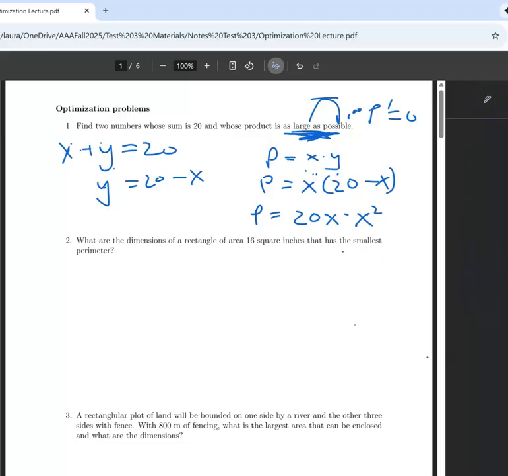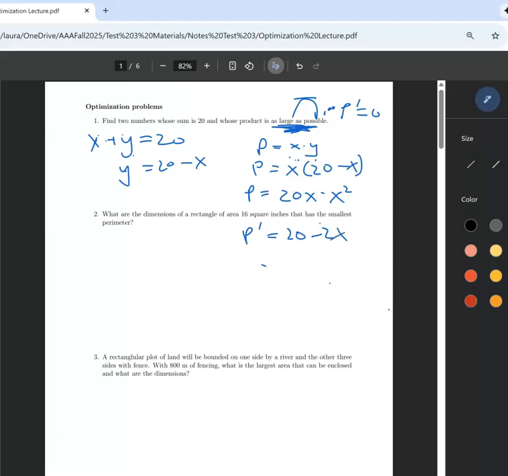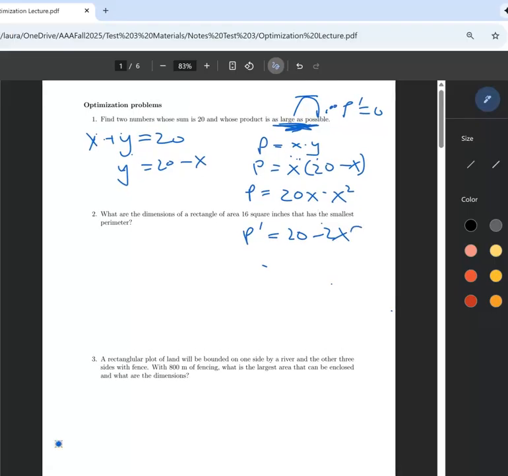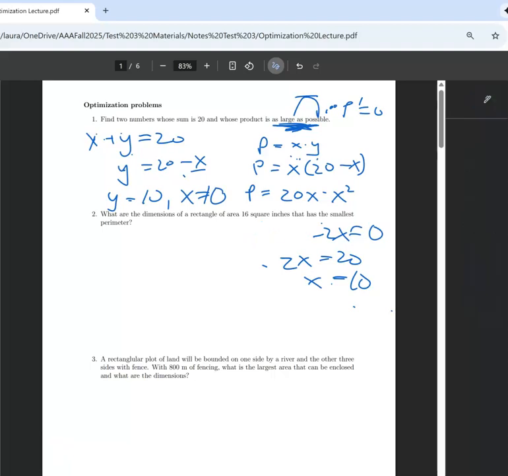So now I'm going to take the derivative. If I take the derivative of this, I get p prime is 20 minus 2x. Set it equal to 0. So 2x is 20, x is 10. And I find y by plugging it back into here. So I get y is 10 and x is 10. Okay, so that was finding those two numbers that were the maximum product.